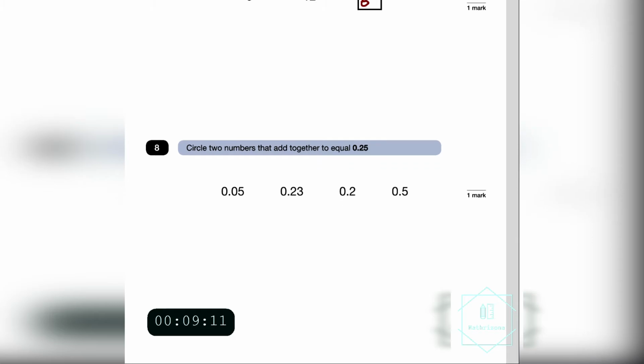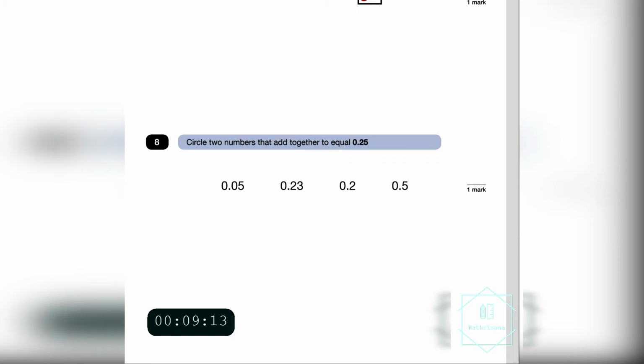Moving to next question. Circle 2 numbers that add together to equal 0.25. Now here we can see the tenths place is 2 and the hundredths place is 5. So here in this number we can see it's 0.2 and here it's in this place. So these two numbers make 0.25.